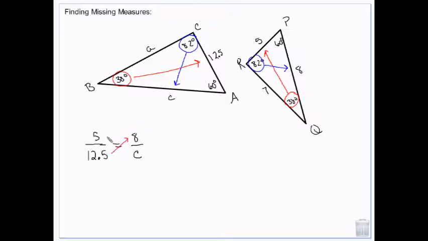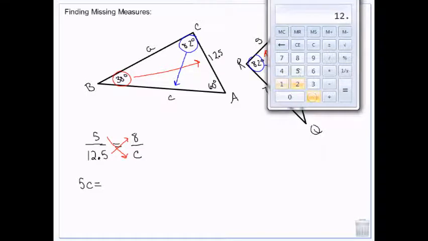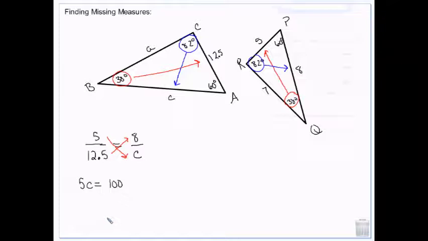Then I'm going to cross multiply. And I'm going to get 5c is equal to whatever 12.5 times 8 is. 100. And then I'm going to divide by 5. And c is going to equal 20.